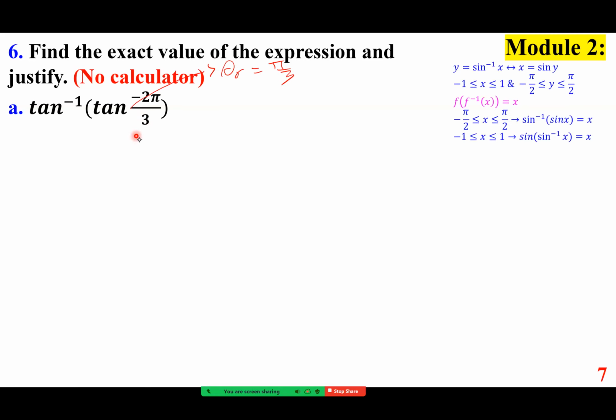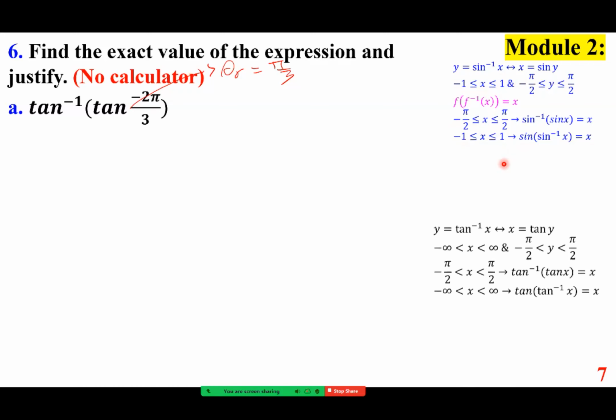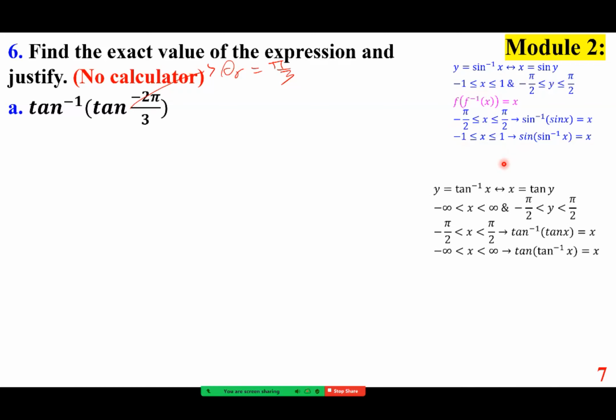So let's remind everybody that none of the trigonometric functions are one-to-one. We restrict their domain to make them one-to-one. For sine, we went from negative pi over 2 to pi over 2, and the range becomes negative 1 to 1. Sine inverse of sine x is x if x is between negative pi over 2 and pi over 2, and sine of sine inverse is x for x between negative 1 and 1. Tangent pretty much covers the same thing. Of course, the endpoints are not included.